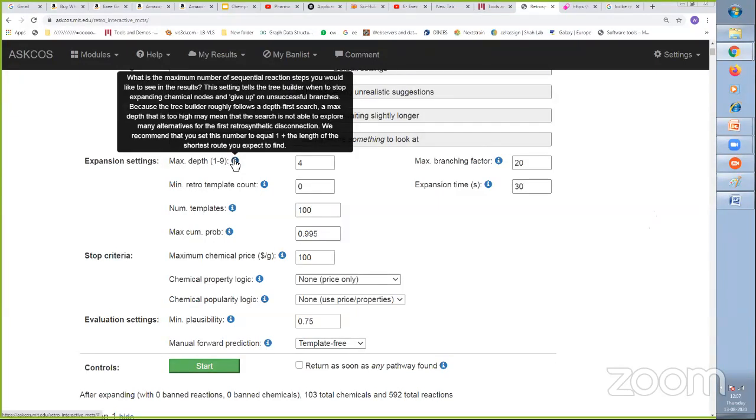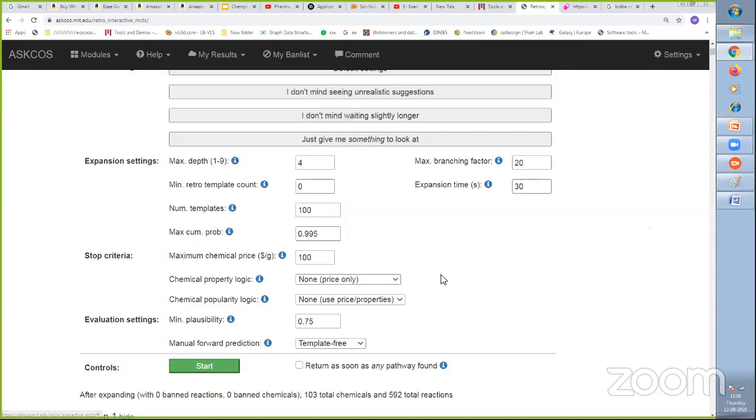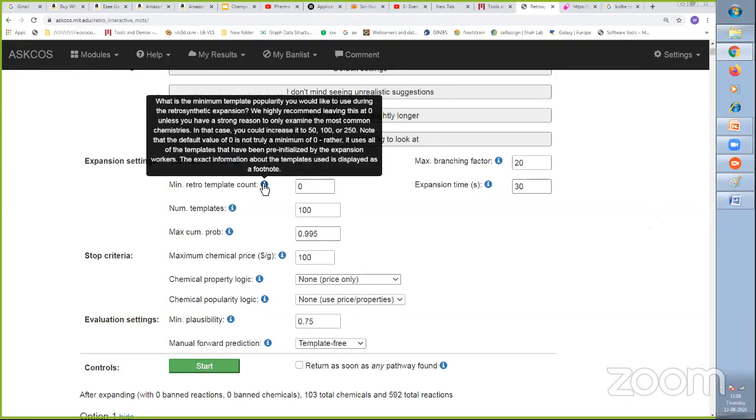The maximum depth means how many steps of sequential reaction you want to carry out. You are given up to 4 here, because for a simple molecule 4 is enough. So this one is the minimal retro template count. What is the minimal template popularity you would like to use during the retrosynthetic expansion? In the sense of how commonly it's available.